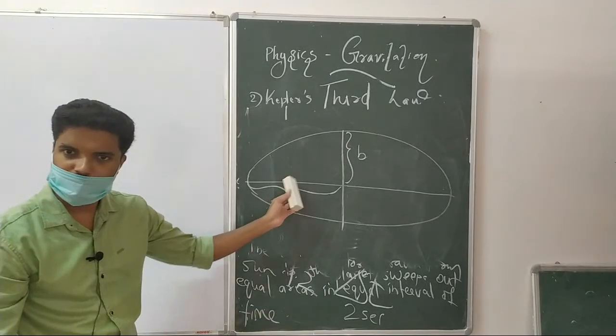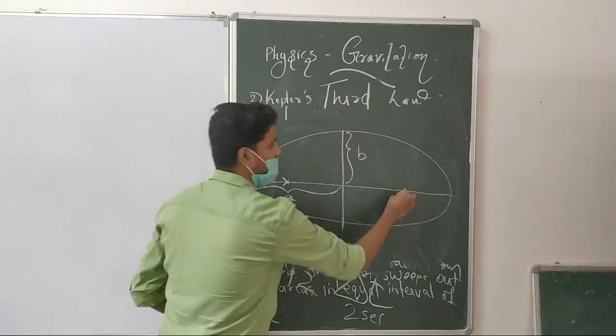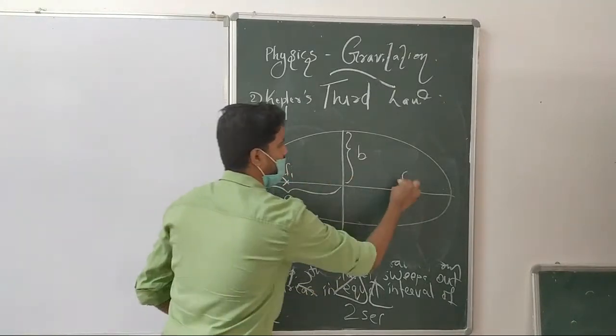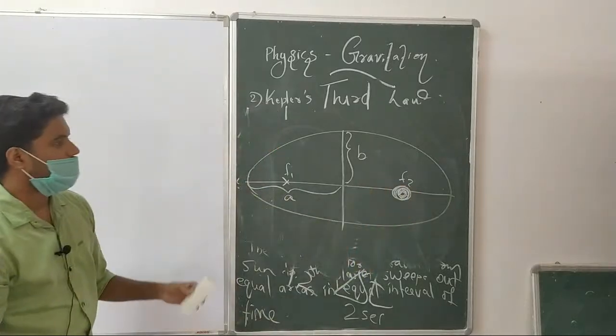And where is the sun? Here or here. Two foci: first focus, second focus, F1, F2. I am placing the sun here. Any problem? No problem.